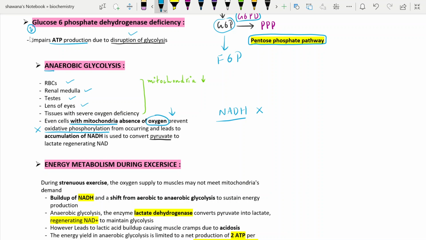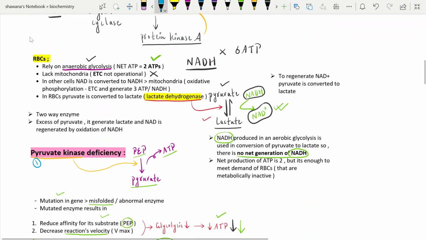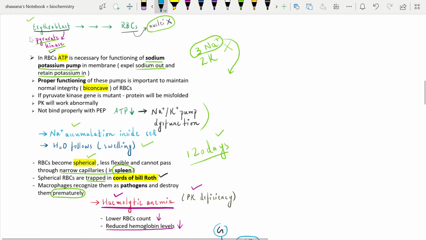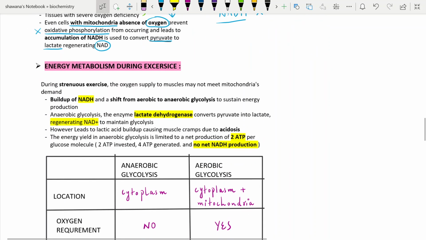So this NADH will start to accumulate inside the cell, and this NADH is a trigger. It's like a tag or trigger that is used to convert pyruvate to lactate. It will regenerate NAD positive, as we have discussed that in the conversion of pyruvate to lactate, NADH goes to NAD positive and we are regenerating NAD positive. When there is NADH accumulation, anaerobic glycolysis starts. This is the rule. Okay, energy metabolism during exercise. When there is exercise going on, it's not like a normal exercise, it's like a strenuous exercise.